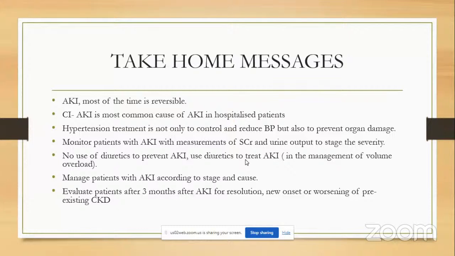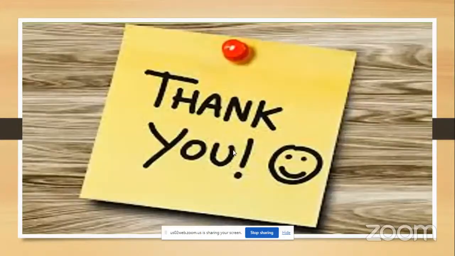Patients with AKI should be monitored with serum creatinine and urine output to stage the severity. Diuretics nowadays have no role in the prevention of AKI, but they are only used in the management of volume overload. The patient should be managed according to the AKI stage and cause. Patients with AKI should be evaluated after 3 months for the resolution, new onset, or worsening of pre-existing AKI or CKD. These are the references. Thank you.